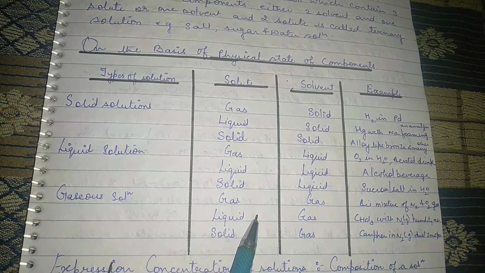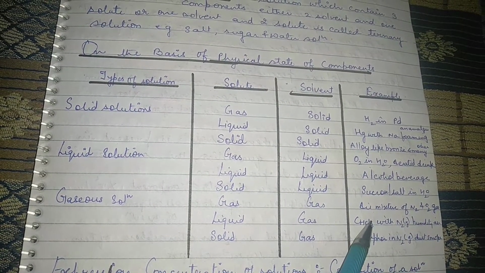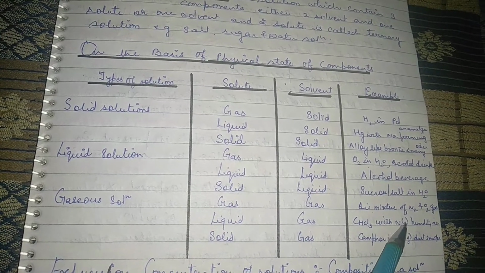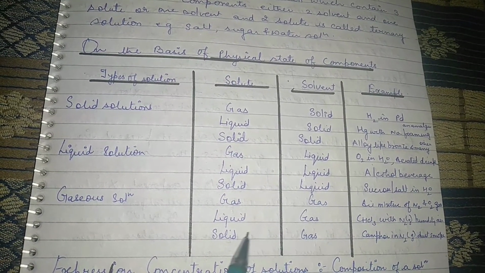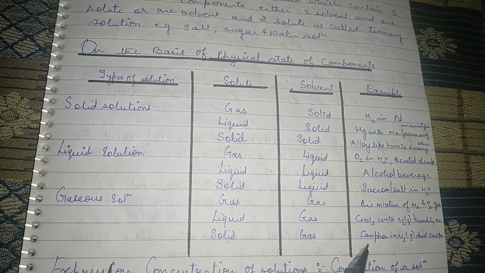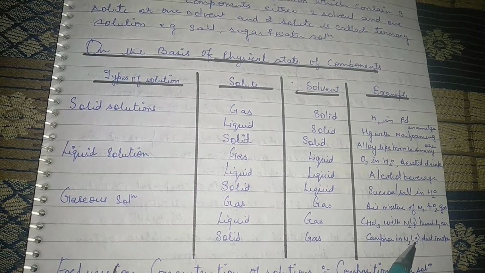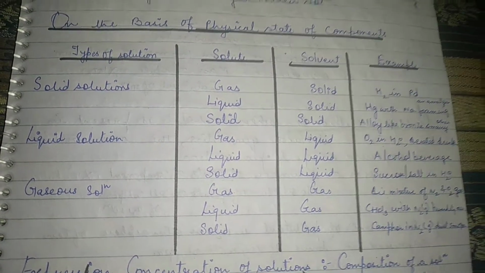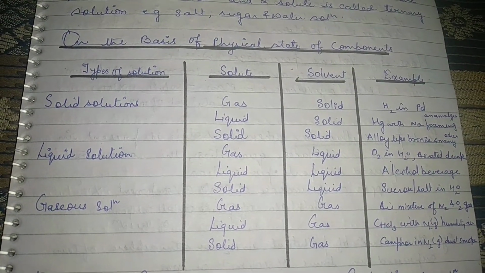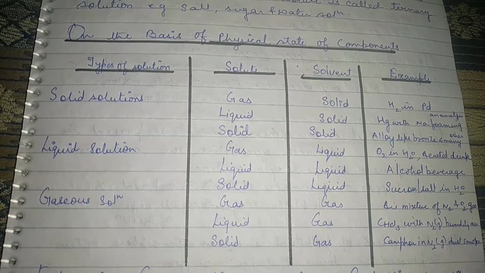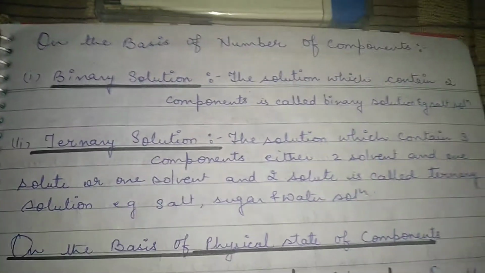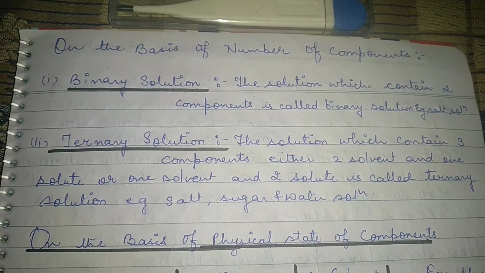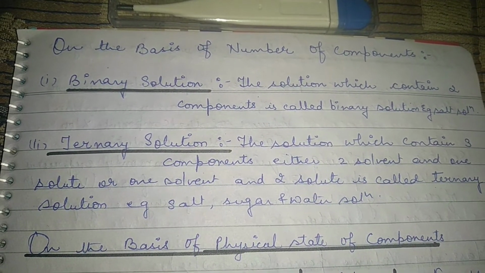Now the second one is liquid in gases. For example, chloroform with nitrogen in humid air. All right. And the third one is solid in gas. Example, camphor in nitrogen, dust or smoke. Okay. So you guys can take a snapshot of it. Very important table. And these are the definitions. I hope it is very much clear to you.